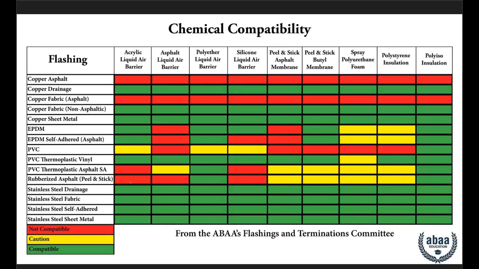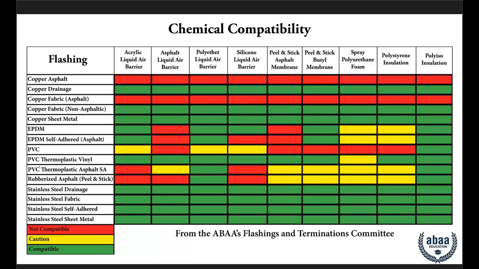Speaking of compatibility, it means different things to different people. What you're seeing on the screen is a chart from the Air Barrier Association. This is looking at chemical compatibility, making sure that two materials, when they come in contact, don't dissolve each other or cause another one not to perform as intended. We want to make sure that our products are playing nicely.